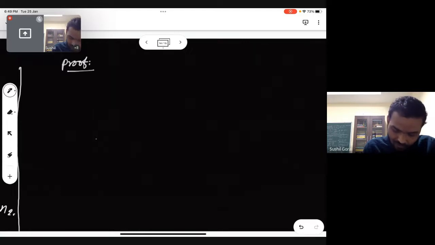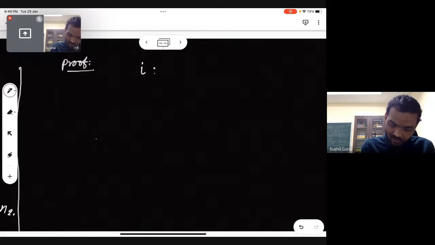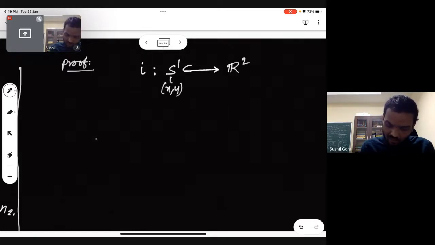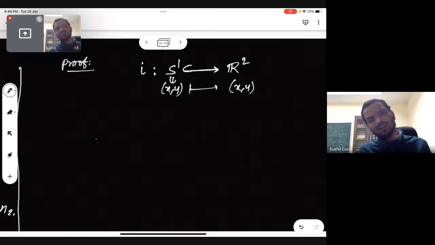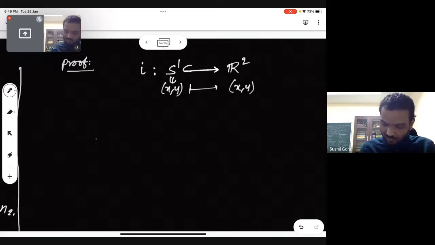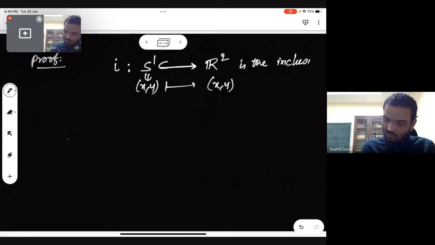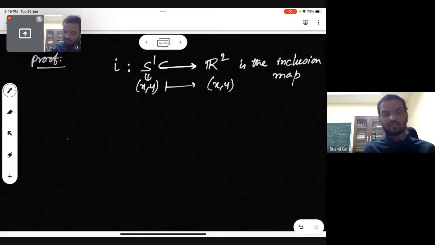So here it is. You look at this map I from S1 to R2. This kind of notation is called inclusion. This is just the subset, right? It's R2. So (x, y) in S1 goes to (x, y). Here's the identity map on S1. This is called the inclusion map, right?